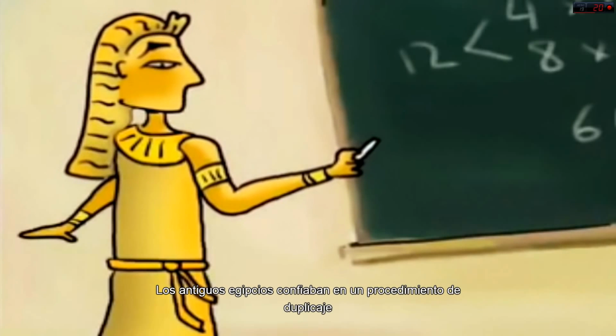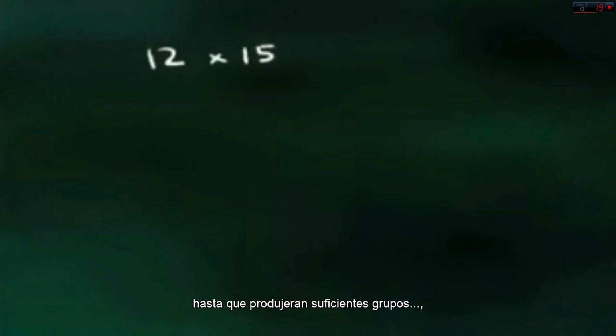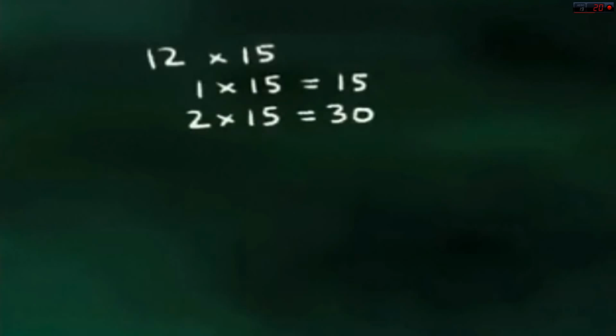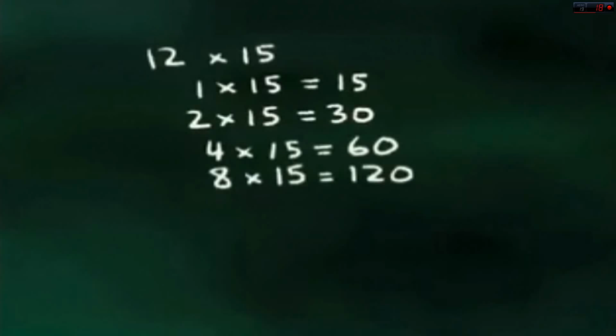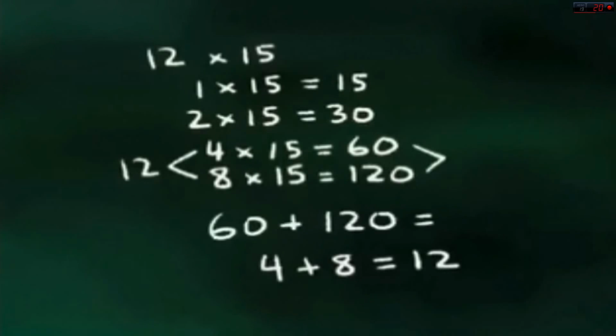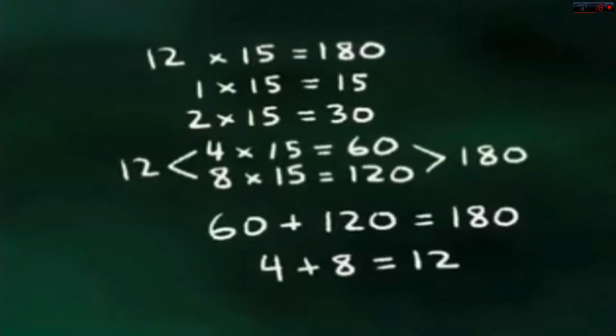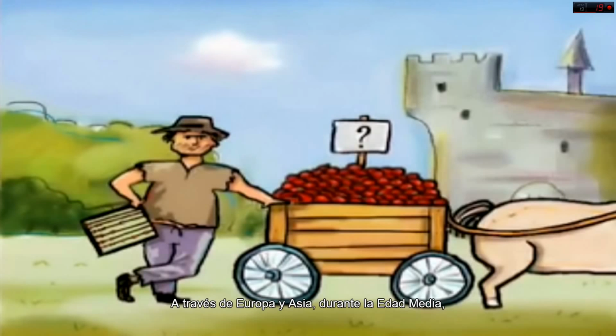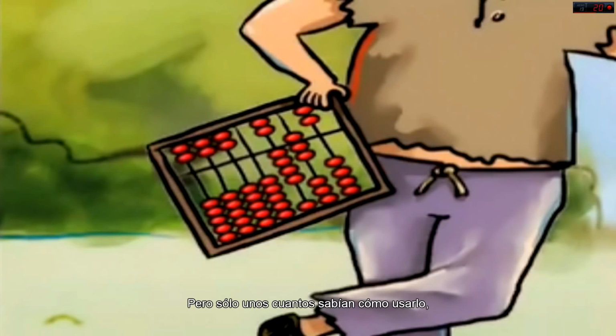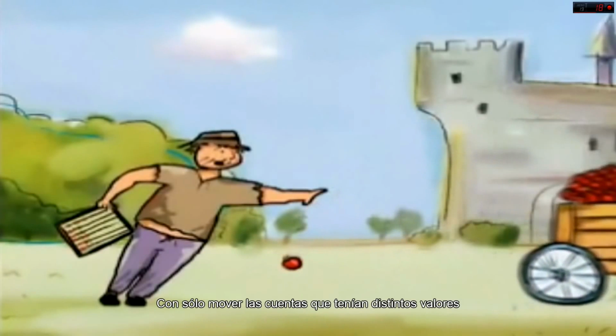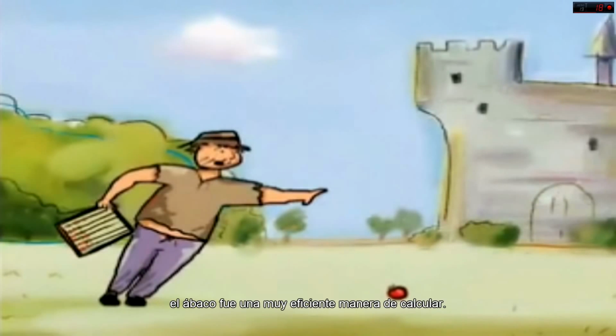Ancient Egyptians relied on a doubling procedure until they produced enough groups. Then they added these groups to find the answer. Across Europe and Asia during the Middle Ages, the abacus was the handheld calculator of its day, but only very few people knew how to use it, usually wealthy merchants and moneylenders. By simply moving beads that each had place value, an abacus was a highly efficient way to compute.